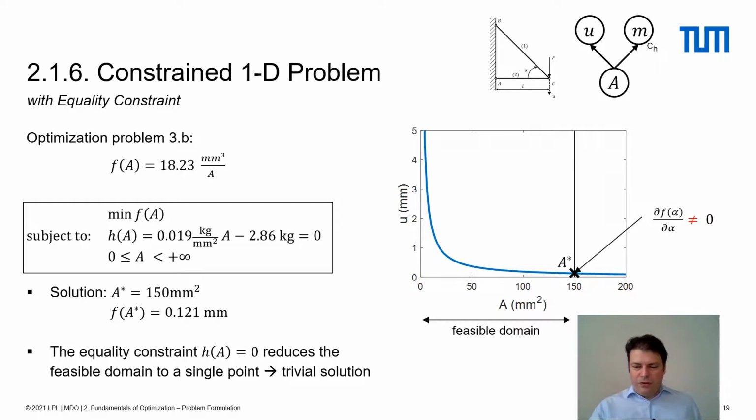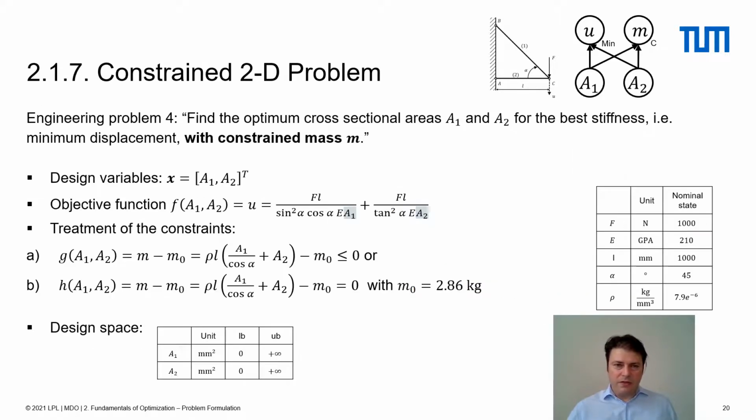And again, of course, the first order derivative of this optimum is at the same location, and the first order derivative of the objective function, of course, is not 0. Now let's become one step more complex.